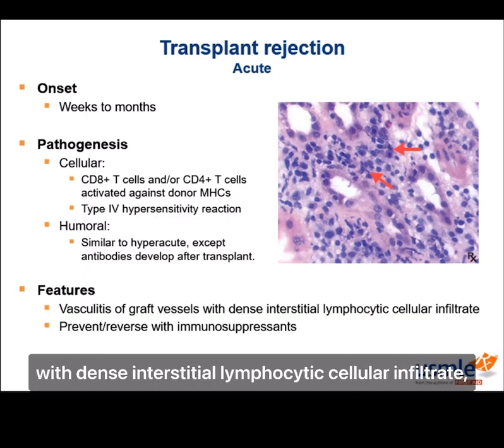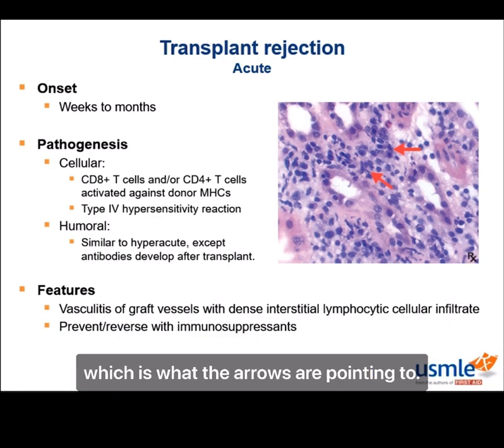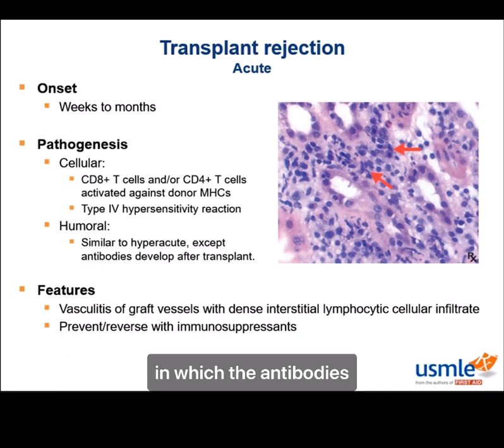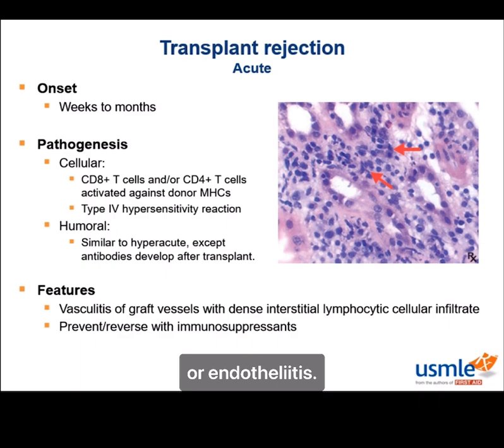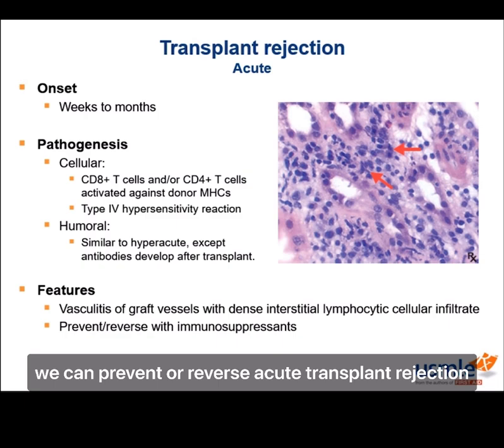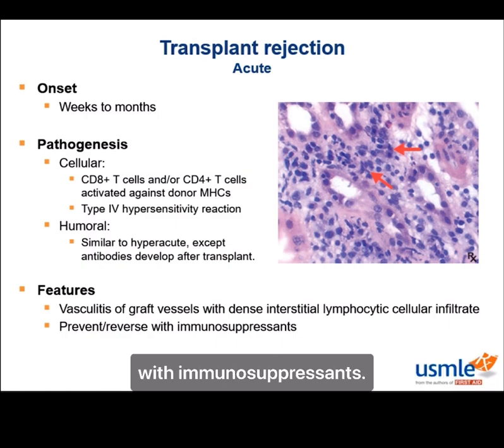So in this image, it's a good visual of the features of acute transplant rejection, which include vasculitis of graft vessels with dense interstitial lymphocytic cellular infiltrate, which is what the arrows are pointing to. What's happening is a rejection vasculitis, in which the antibodies start attacking the endothelial cells, and this can lead to inflammation of the endothelium, or endothelialitis. We can prevent or reverse acute transplant rejection with immunosuppressants.